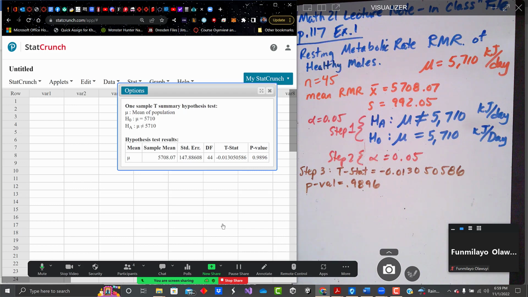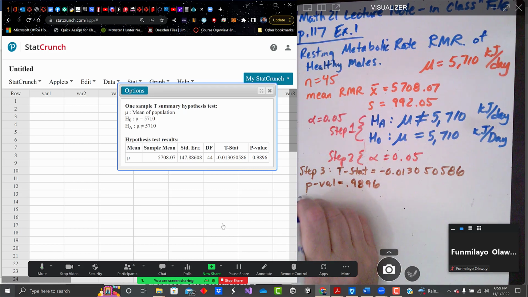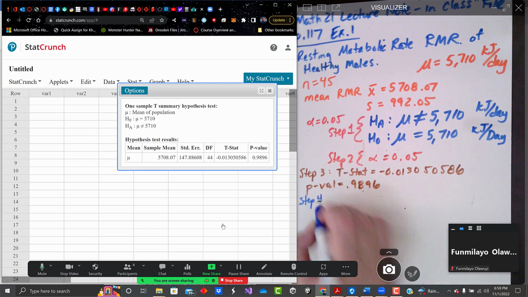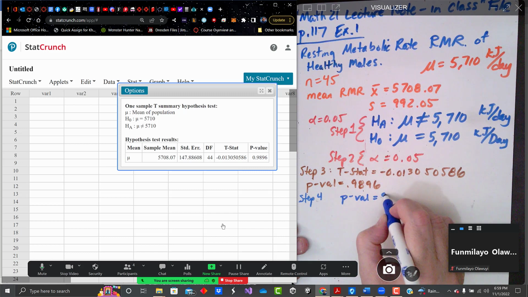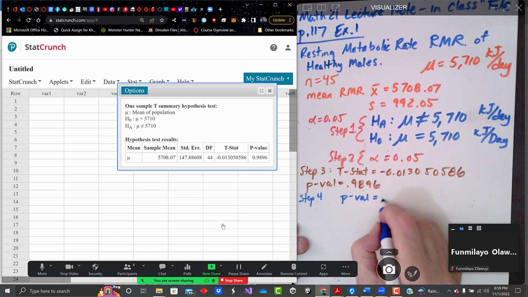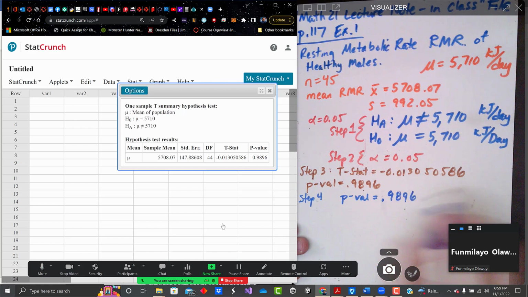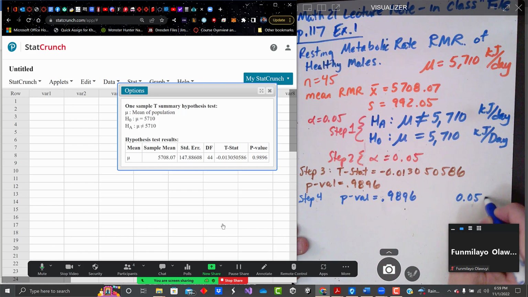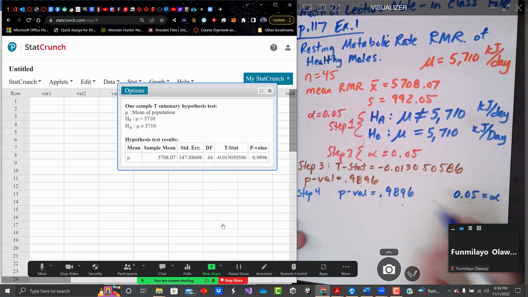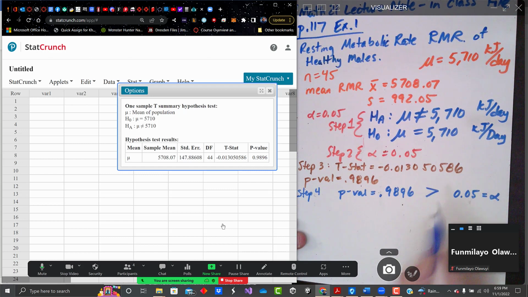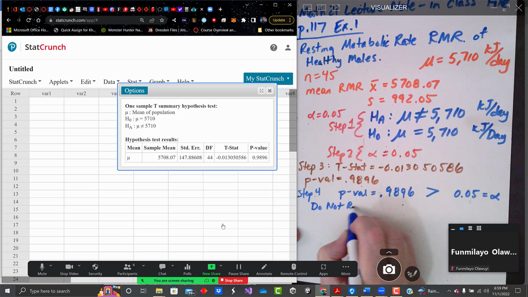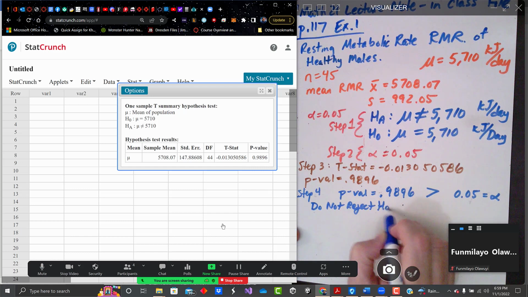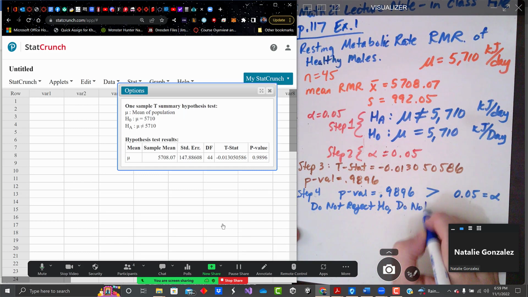So in step 4, we compare this to alpha. How does p-value and alpha compare? P-value is 0.9896. Alpha is 0.05. 0.9896 is bigger than alpha. So p-value is not too low. Do not reject the H0. Do not support HA.